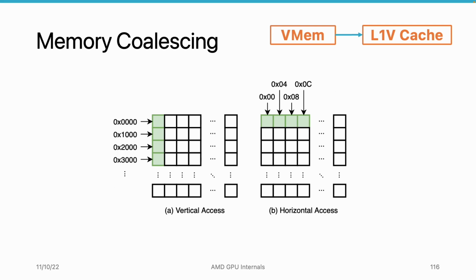Later on, in the next few units, we're going to see examples of how we can avoid vertical access and always access data horizontally. And that is on vector memory. Memory coalescing doesn't exist in scalar memory, and memory coalescing doesn't exist in instruction memory.